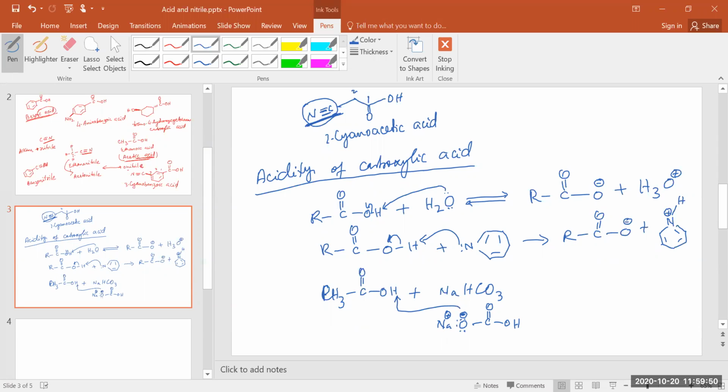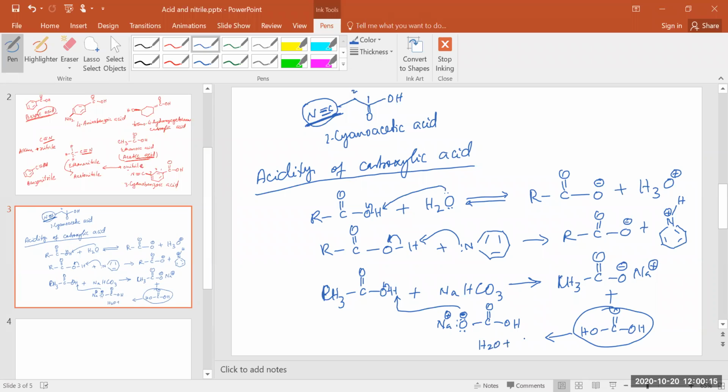This will take this proton, so it will make CH3COO minus Na plus, and it makes carbonic acid. And this one decomposes to water and carbon dioxide. That's why if you add baking soda and vinegar, that effervescence or fizzing will come out. That is because of the carbon dioxide gas release.